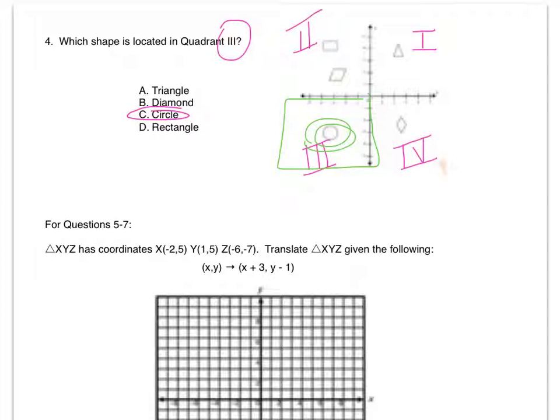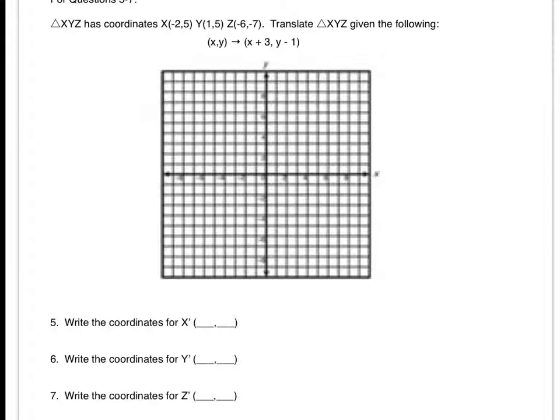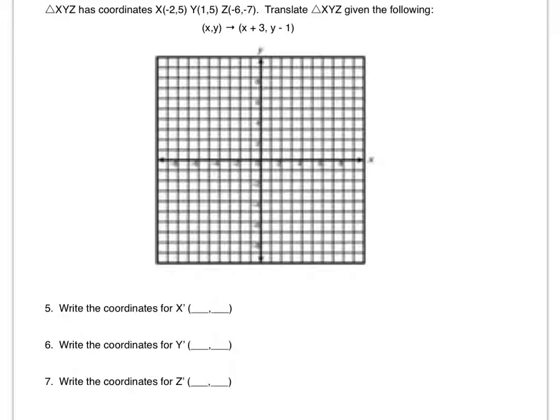For questions 5 through 7, we're going to use this graph, and it tells us to do a couple of things. First, it tells us triangle XYZ has coordinates, and so it gives us the coordinates. So before we translate, rotate, or do any type of transformation, we always graph the original figure. So -2, +5. It's right here. So that's X.